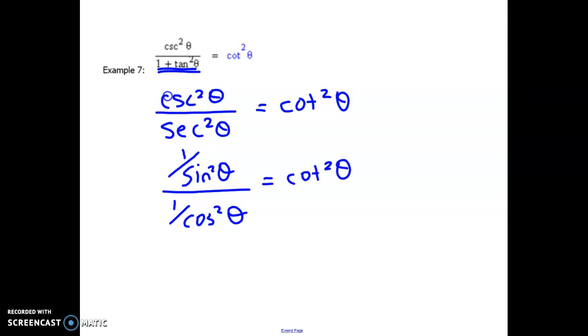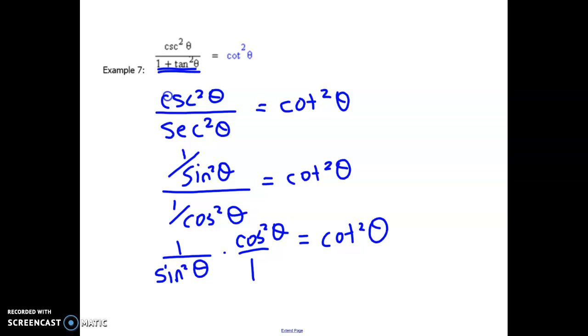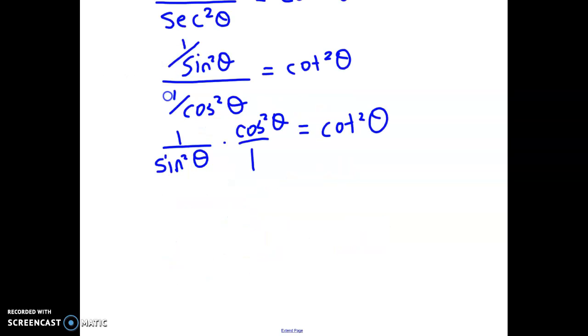Now when you divide two fractions, what do you do? You flip the bottom and then you multiply. So remember that what this means is that we have 1 over sine squared multiplied by cos squared over 1. So you'd flip the bottom before you multiply, just like always with fractions. So then fractions, top times top, bottom times bottom. So we end up with cos squared over sine squared.